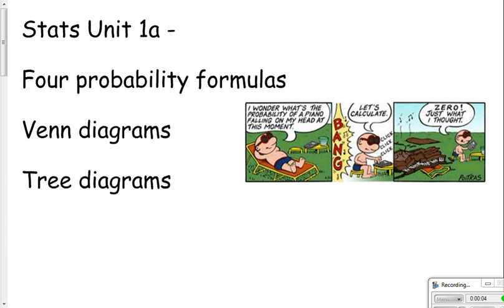Hi, this is the video for the four stats formulas or four probability formulas that we're going to be discussing, and for Venn diagrams and tree diagrams. We will start out today by actually discussing Venn diagrams.